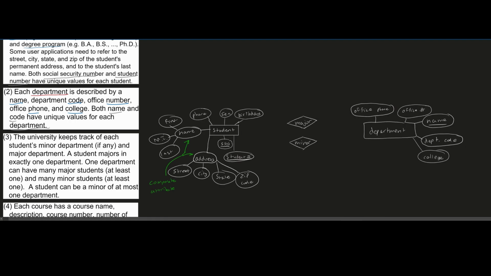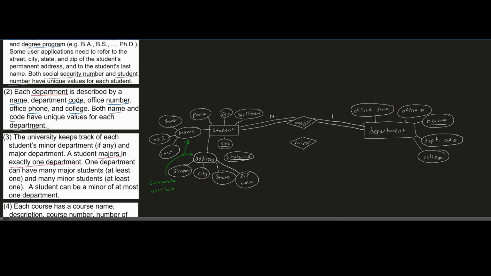The first is our major. The university keeps track of the minor department and major department. A student majors in exactly one department. So if our student majors in exactly one department, that means we are going to have total participation from the student to the major. And we know that we have many students, so that's why we have an N. And it's exactly one department, so they major in only one. Since it's exactly one, we have to have total participation, but we're going to make this 1.